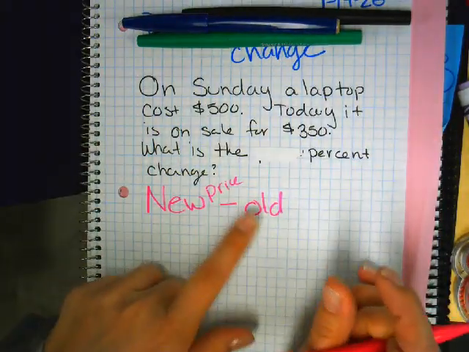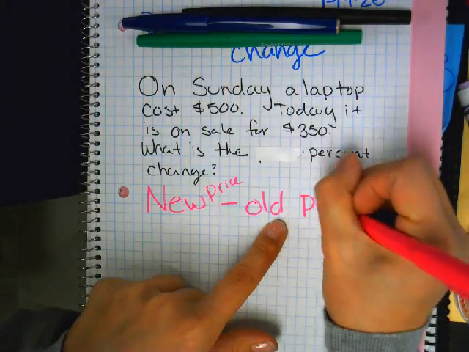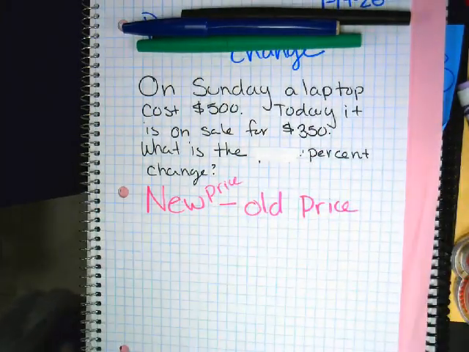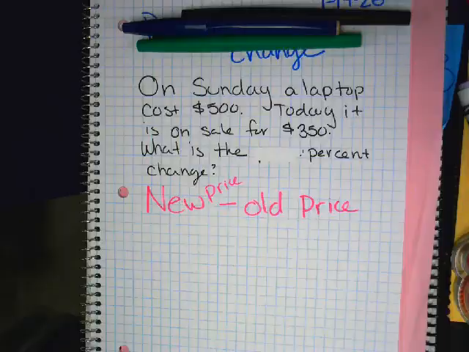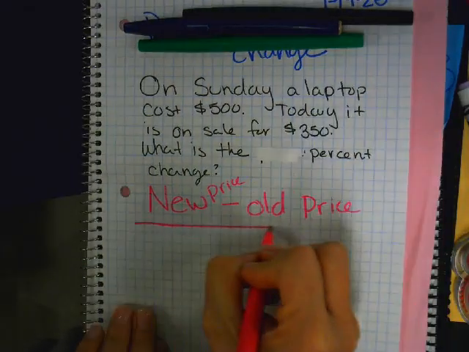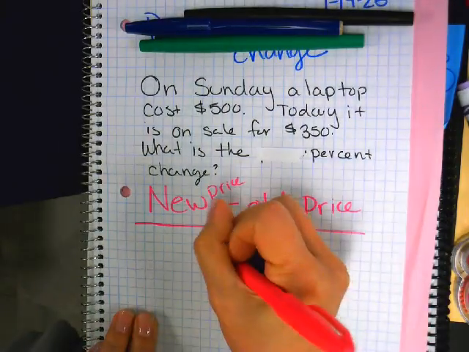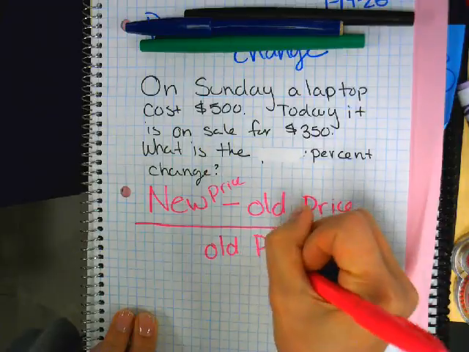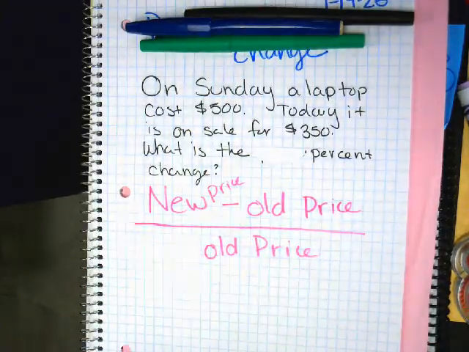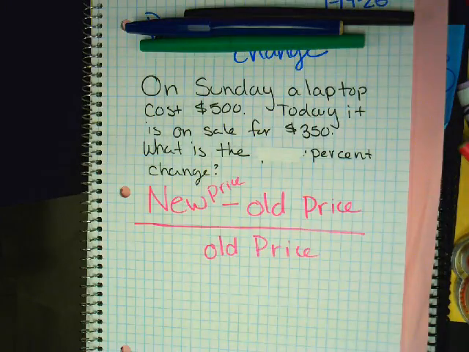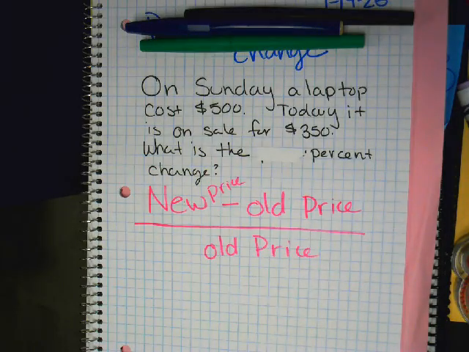New price minus old price. Subtraction. Easy? Yes. Divided by old price. Okay? So we subtract. You subtract and then you divide. So you're going to take your new price and minus it, old price, then divide by old price.